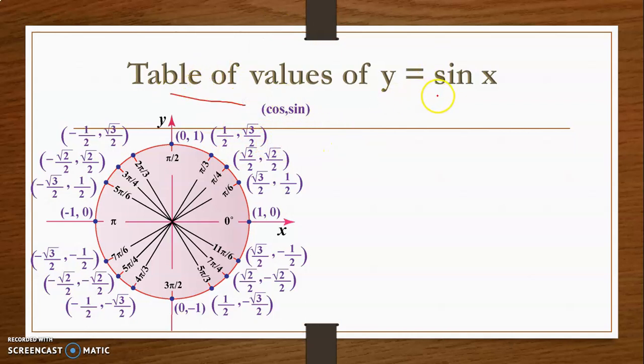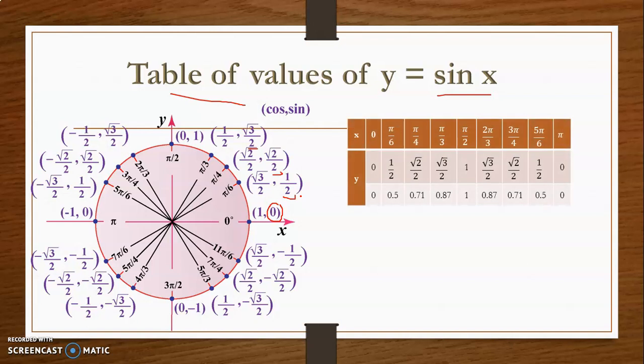So since our function is sine x, we only look at the sine value, and we know that sine is equal to y, so that is what we will look at. Okay? And our domain is the angles, which are in radian form, so our table of values looks like this. If our angle is equal to 0, the value of our sine is 0. If our angle is pi over 6, the value of our sine is 1/2. If our domain is pi over 4, the value of our sine is square root of 2 over 2.